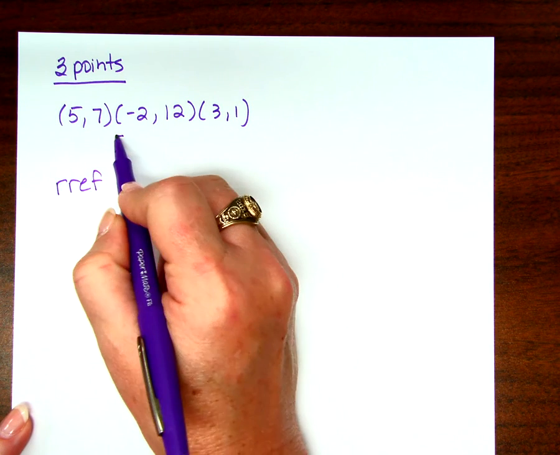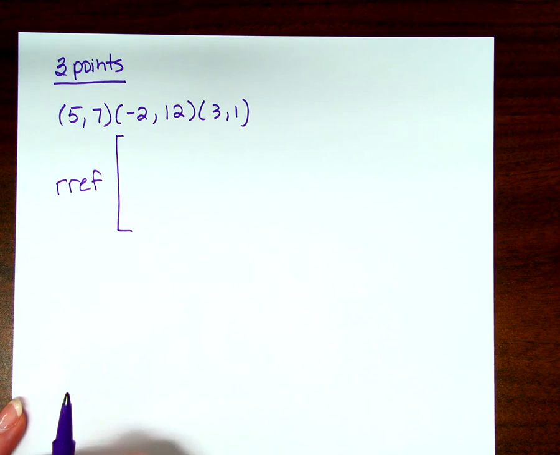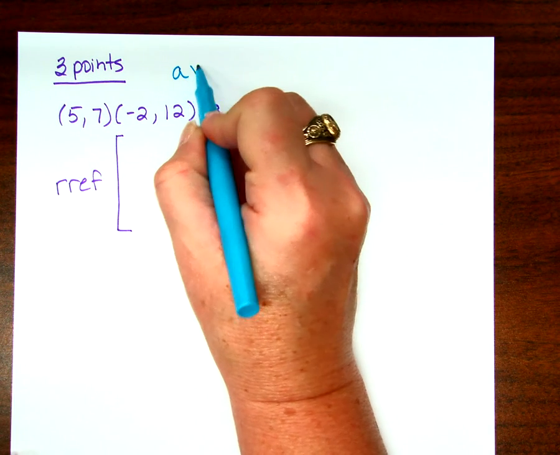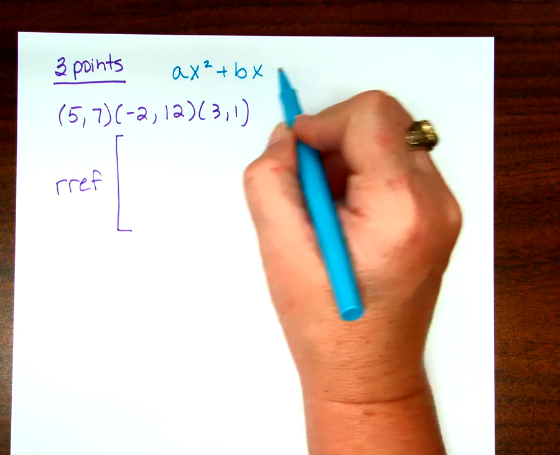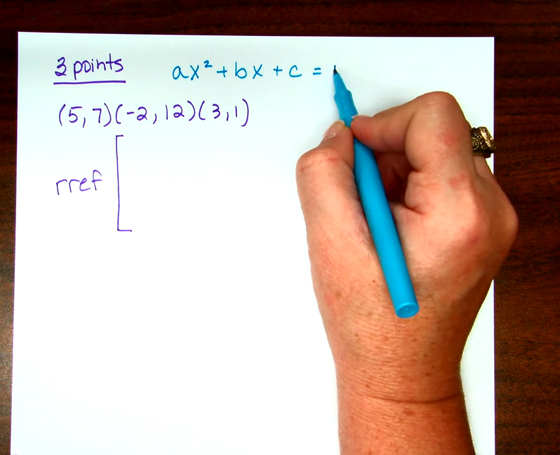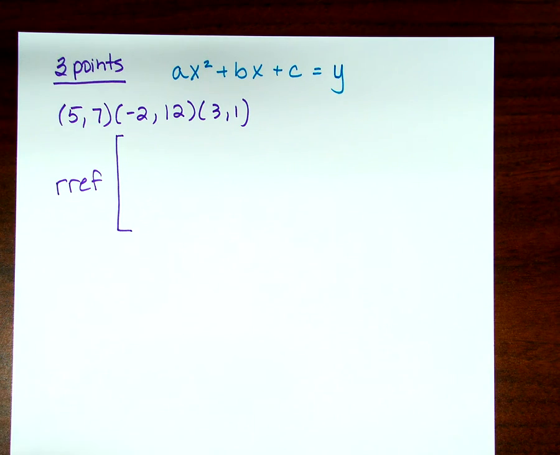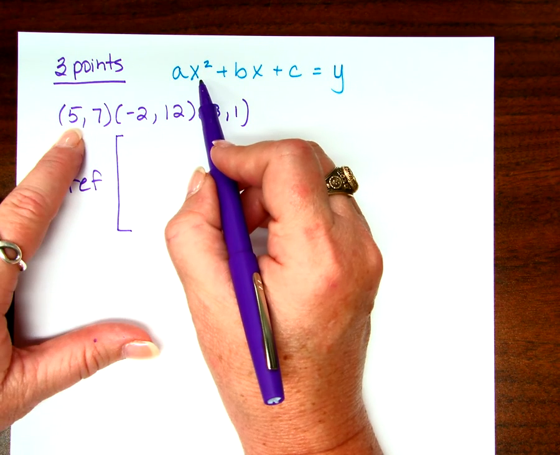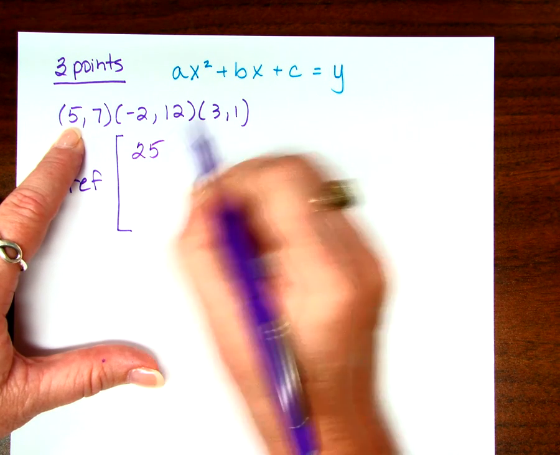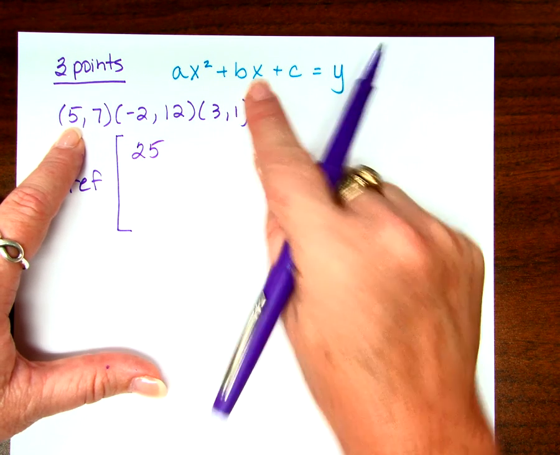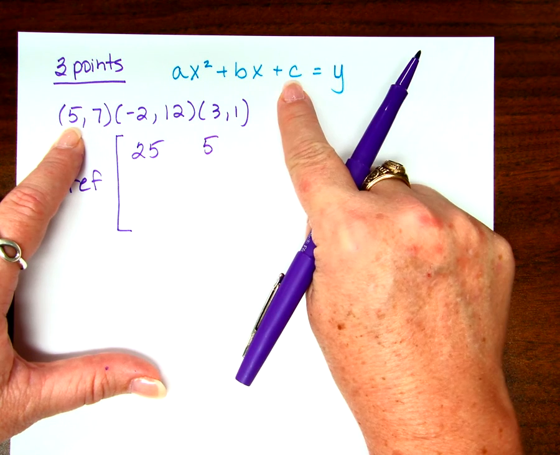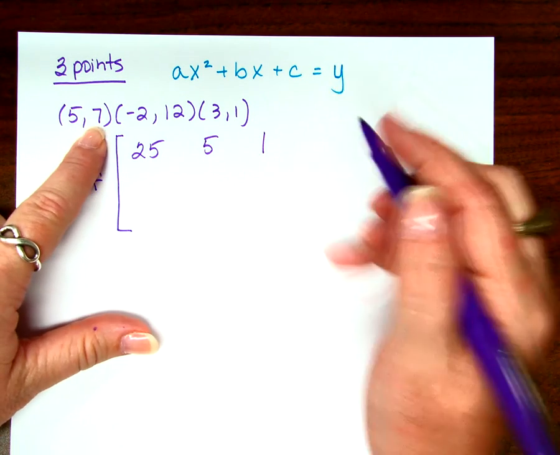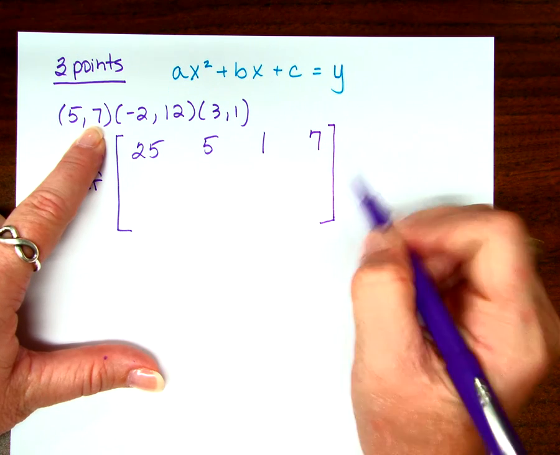So remember, we have to put in our REF, and then what goes in our matrix? Let's remember this real quick. ax squared plus bx plus c equals what? Y, absolutely. So what does it want me to do with the x first? What is 5 squared? What does it want me to do with the x next? Just write it down. What do I put here? Always a 1, and then what's my y? 7. So my first row of my matrix is done.